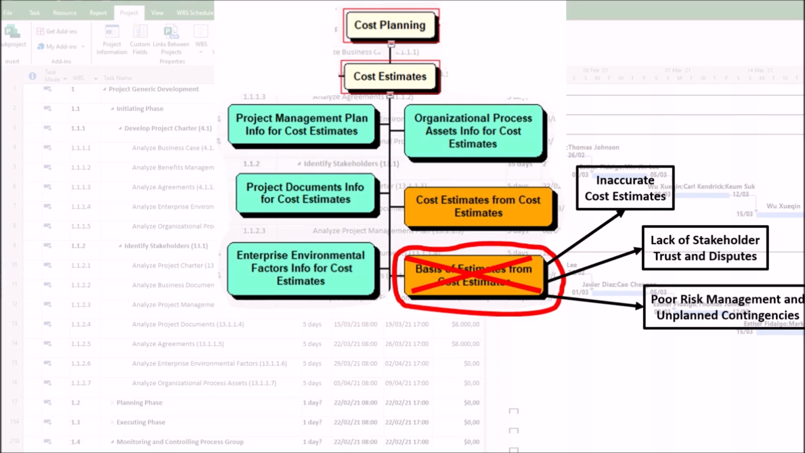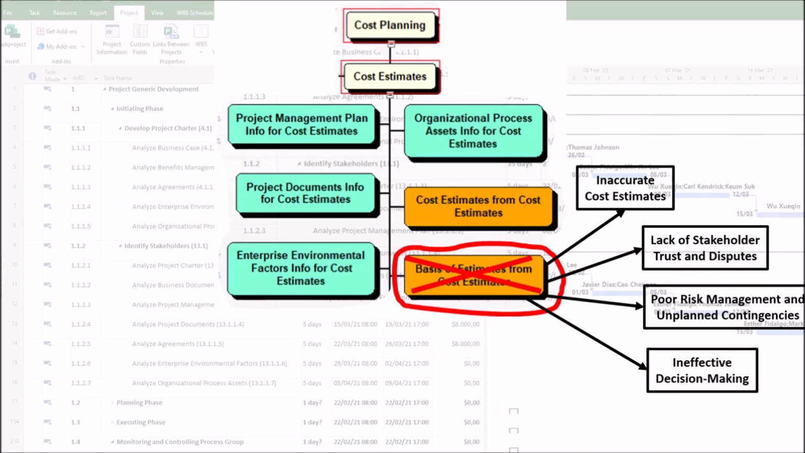3. Poor risk management and unplanned contingencies. A weak basis of estimates often fails to account for uncertainties, such as market fluctuations and resource shortages. Without proper risk-adjusted estimates, the project may face unexpected cost overruns with no contingency reserves.